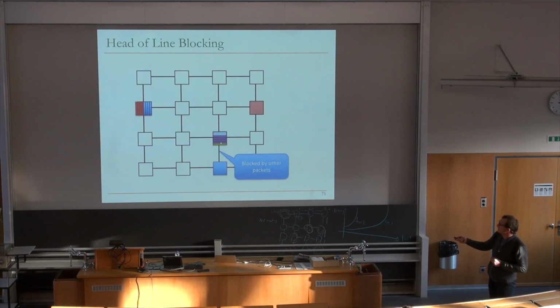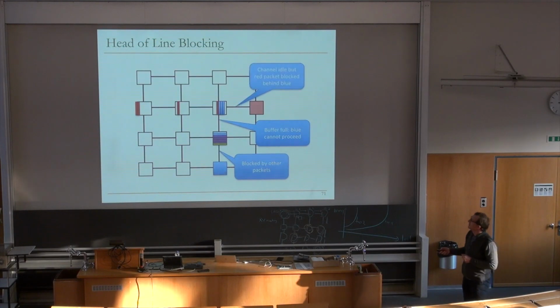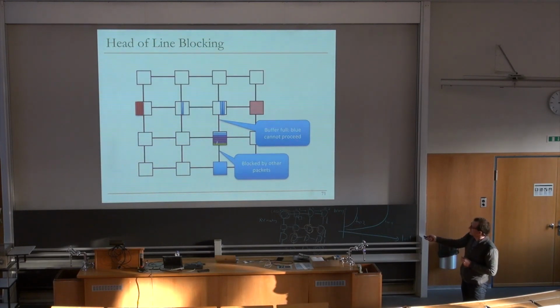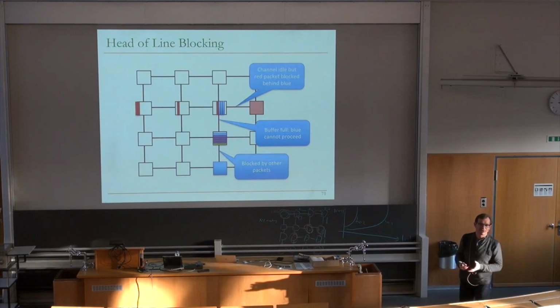Let's assume that this link is blocked by other packets over here. So this green one cannot move. As a result, this purple one cannot move also. So this blue one is making progress. The buffer is full over here. The blue one cannot proceed, right? And as a result, it's blocked. And then the red one comes in. This channel is idle completely, but the red packet is blocked behind the blue one. Blue one needs to go this way, red one needs to go this way. But the red one cannot make progress over here because the blue one is blocking it in the FIFO queue.